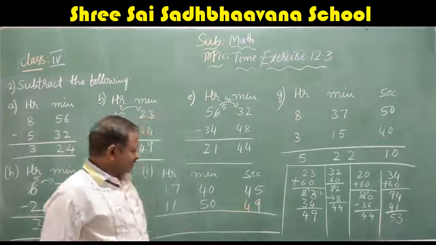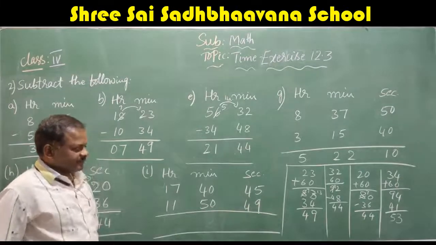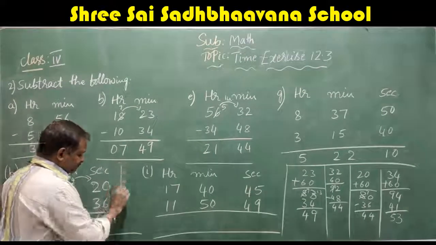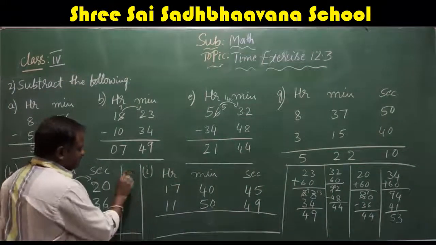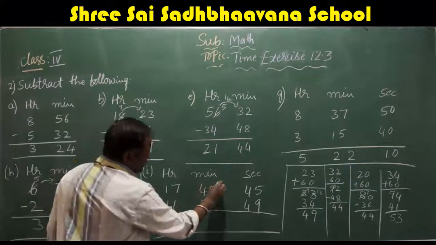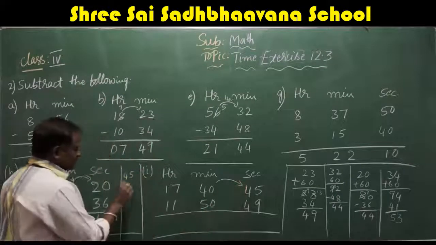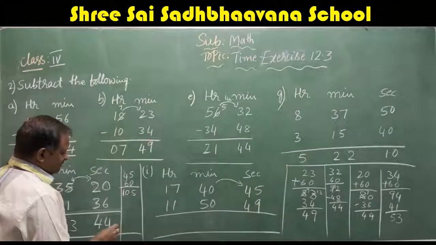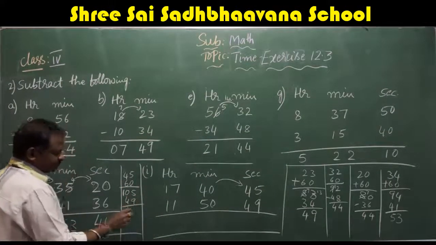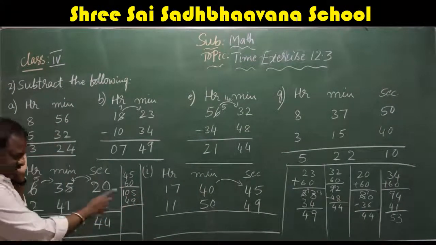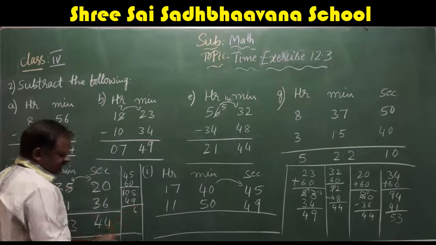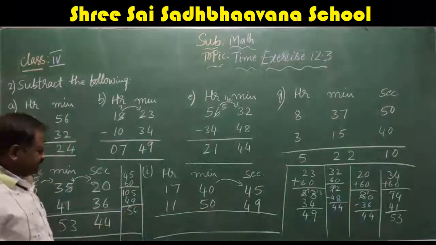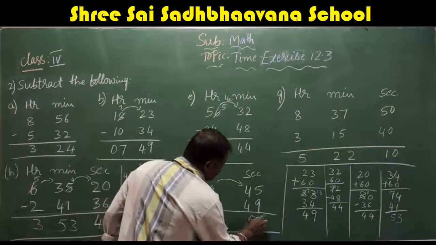Come to here. Here also in the same way. 45, 49. So 45 plus 60. You take 1 minute from here. So this becomes 105. Subtract 49. You will get 15 minus 9, 6. 9 minus 4, 5. That is 56 seconds you will get.